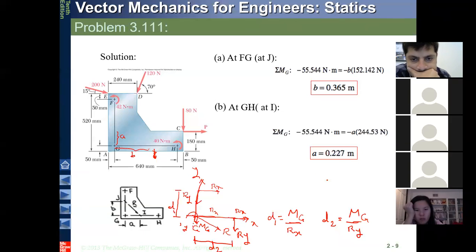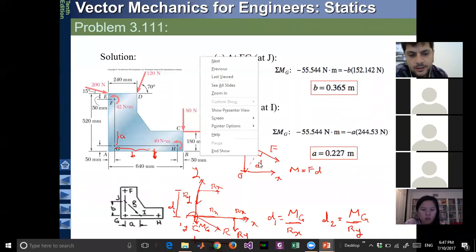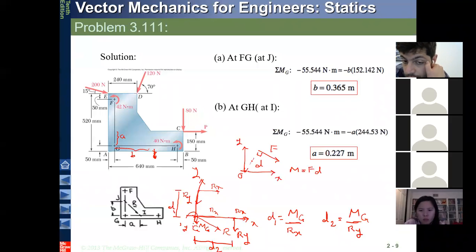Well, in the 2D case, when you want to calculate a moment around, imagine point O, for example, and you have force F here, then the moment would be F times d, and d is actually the smallest length from point O to F, which is the perpendicular distance from point O to vector F.